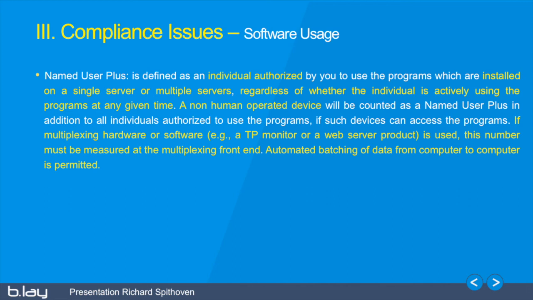Then the last part of the definition talks about automated batching of data from computer to computer is permitted. Now, from an Oracle standpoint, automated batching means a one-to-one copy from a table from one relational database to a table from another relational database. And only if such a data transfer is taking place, in that case, Oracle would allow you to have such usage under the named user plus definition. Would you, however, have still old named user licenses, so not named user plus but named user, then the automated batching of data from computer to computer is not permitted.